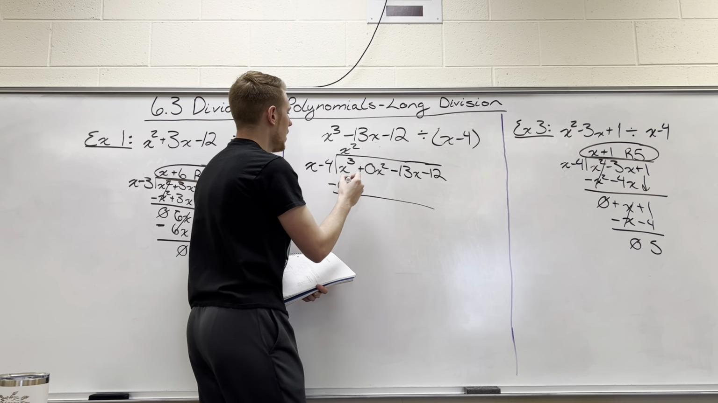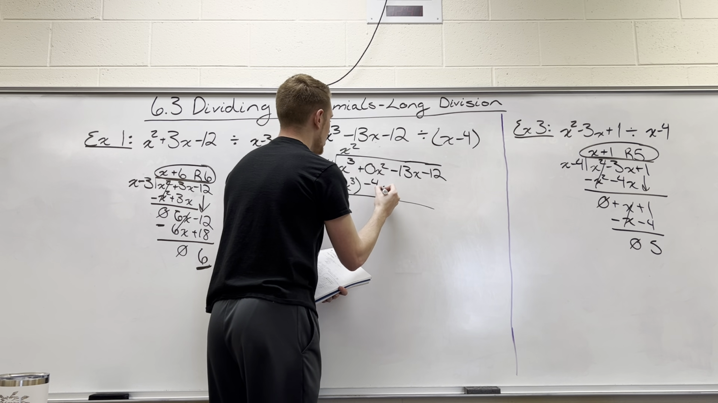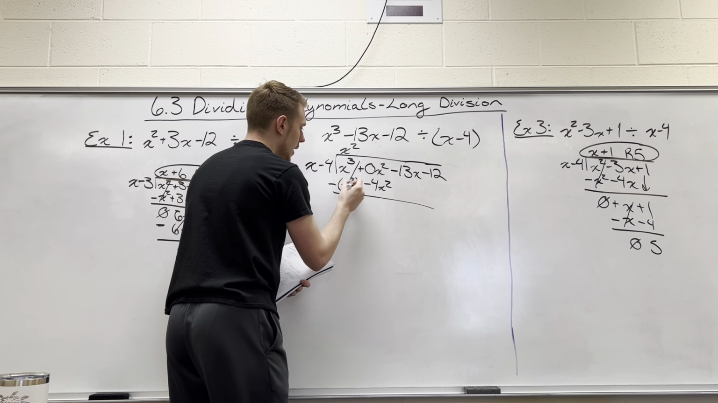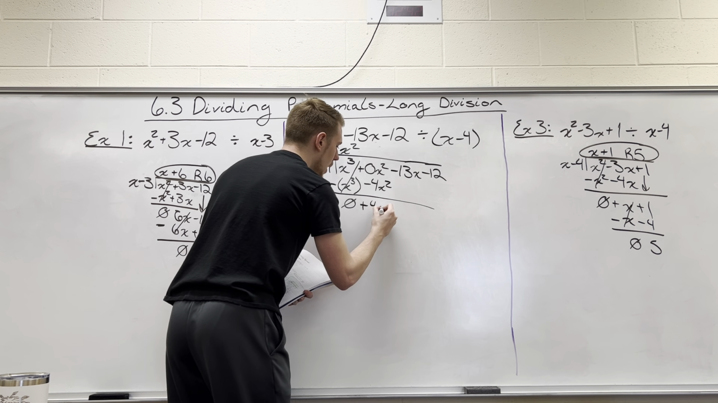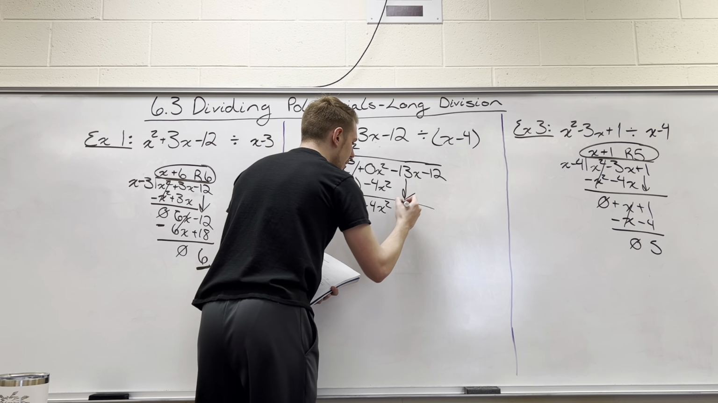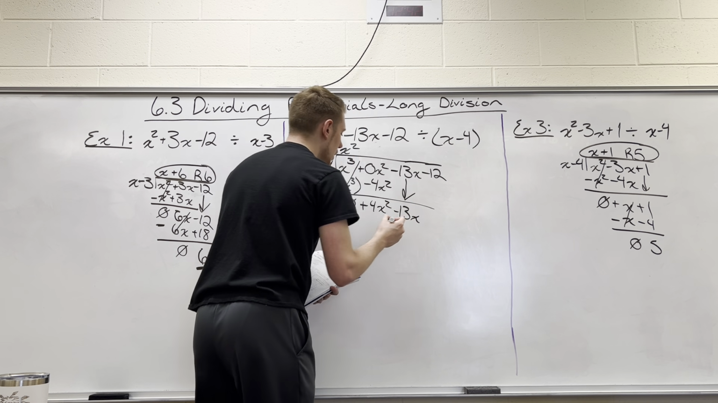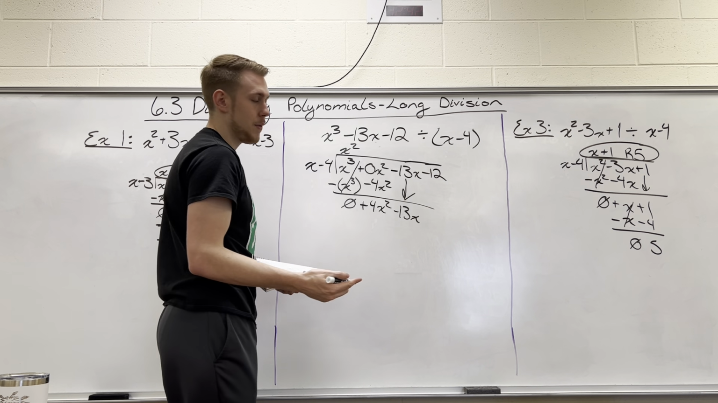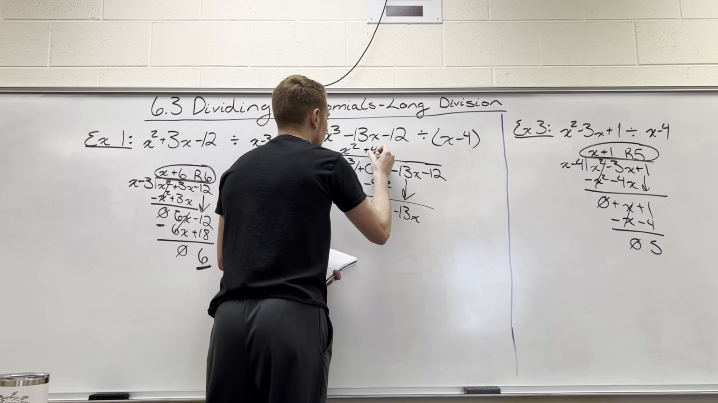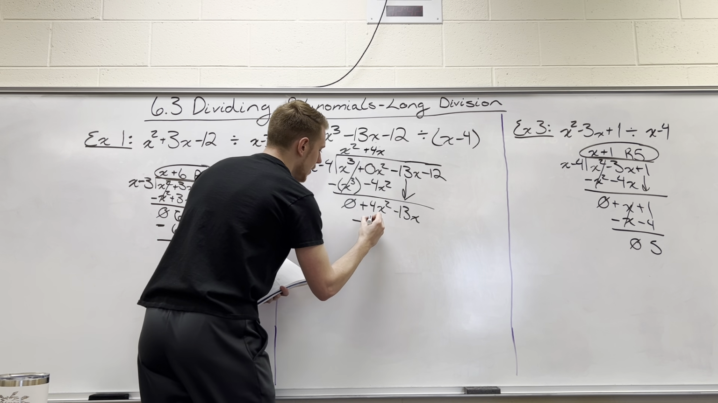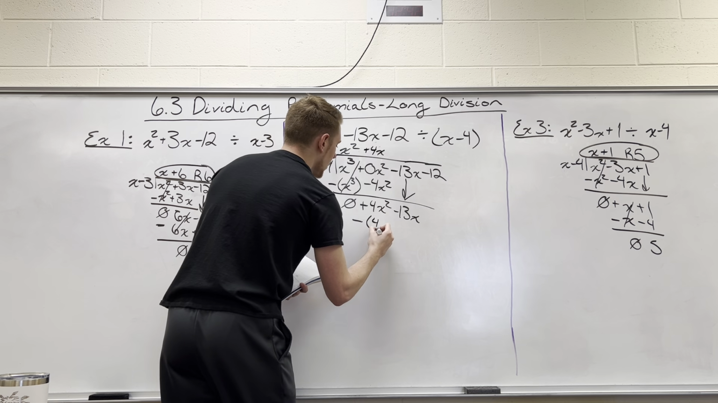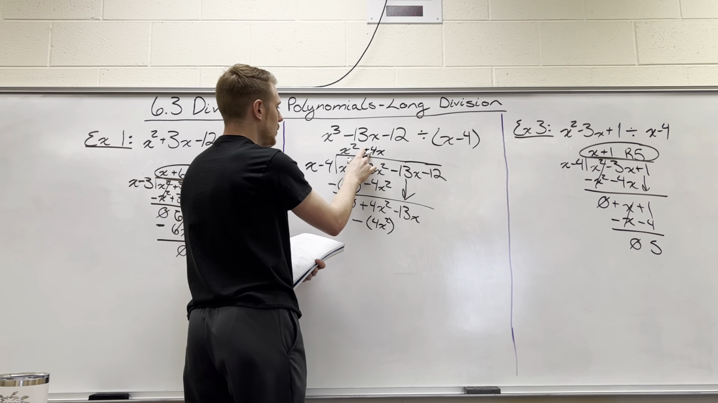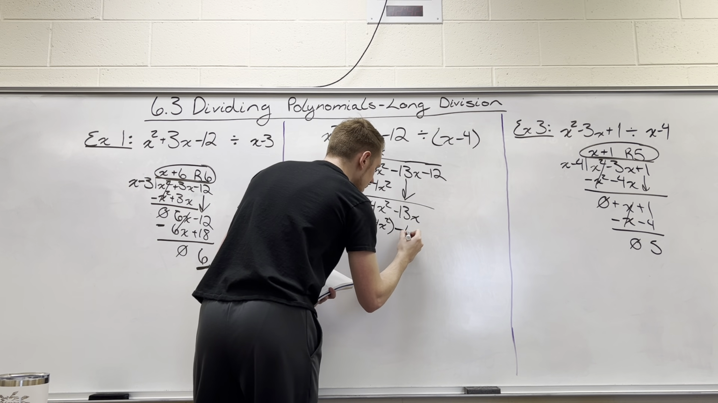I'm going to get a negative 4x squared. This is going to wash out to 0. This is going to be negative times negative, so it's going to be a positive 4x squared. We drop our negative 13x. Now how can I make x equal 4x squared? Well, I just multiply by 4x. Plus 4x. Now I have negative a positive 4x squared. Negative 4 times 4x is going to be negative 16x.